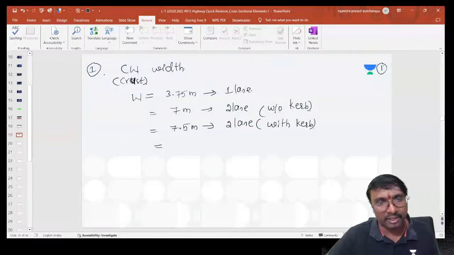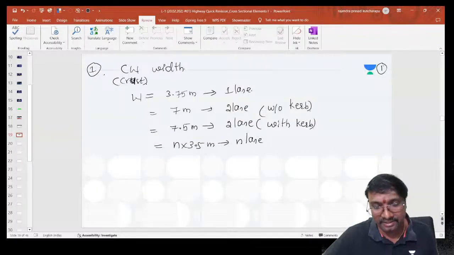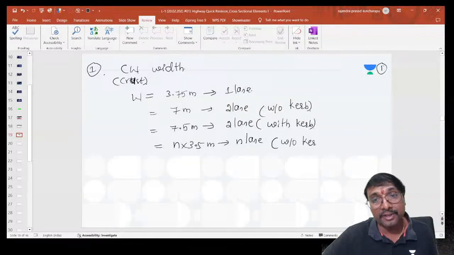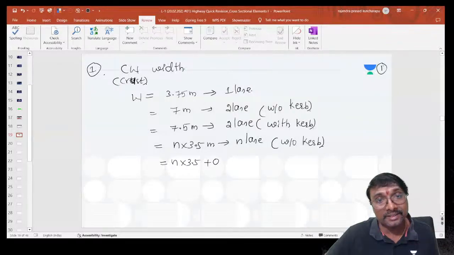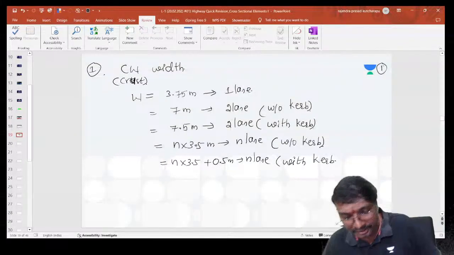And for n number of lanes, how much will it be? It will be n into 3.5 meters for n lanes without curb. And with curb, it is n into 3.5 plus 0.5 meters, for n lanes with curb.